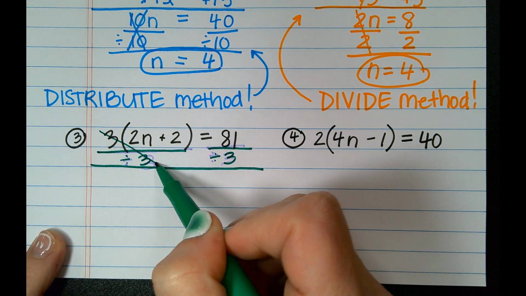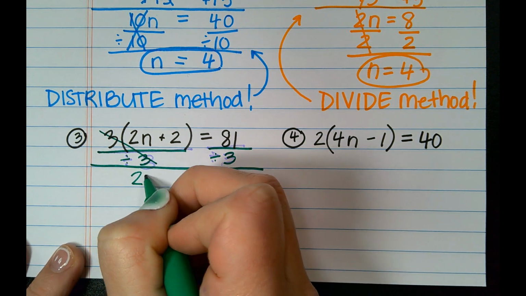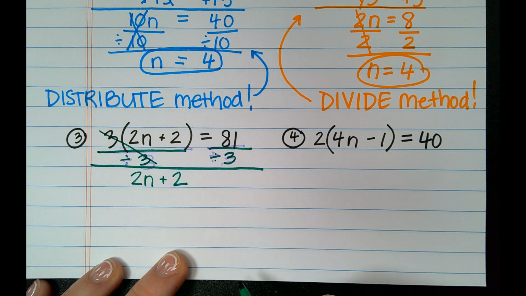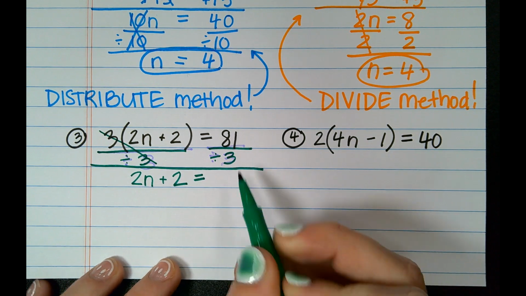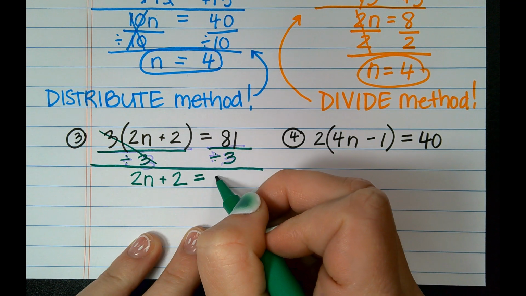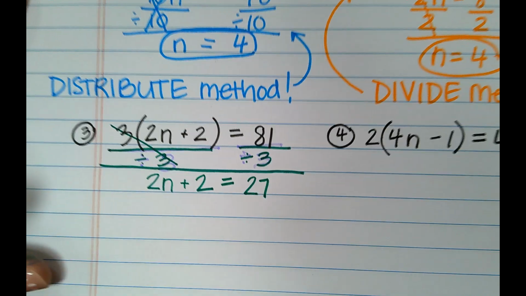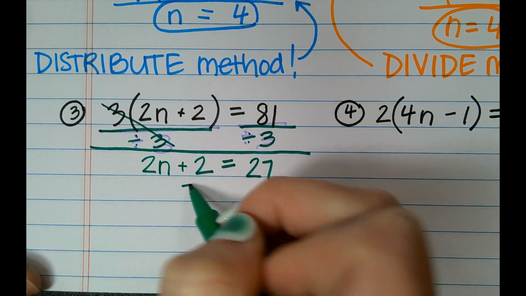Okay, so divide by 3. Divide by 3. All right, and what happens next? My 3's cancel. Good. Bring down my 2n plus 2. Then what? Perfect. 81 divided by 3 is 27. Okay. And then what do we do next? Subtract 2.